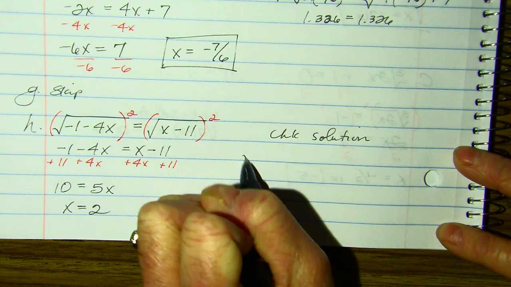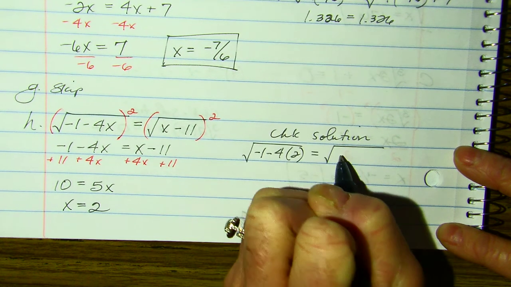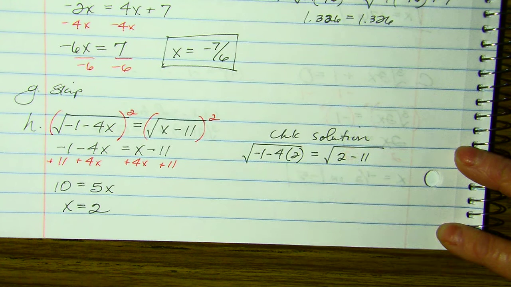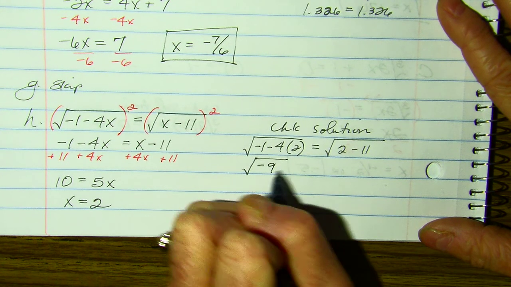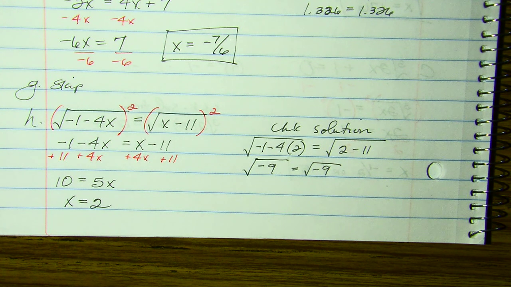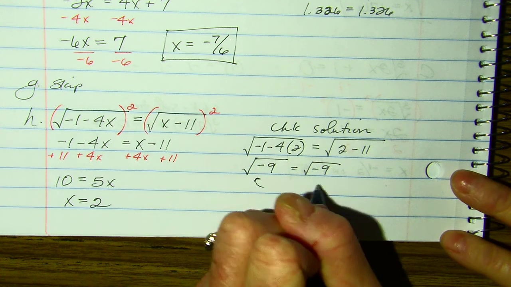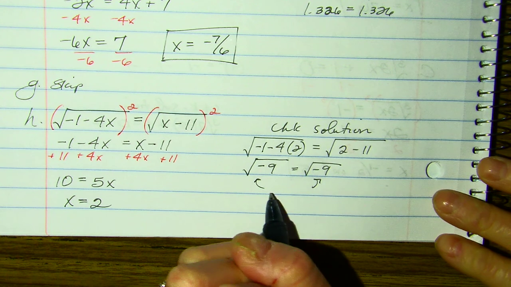And now you're thinking, oh, why? So negative 1 minus 4 times 2, is that equal to 2 minus 11? So a couple things. I end up with the square root over here of negative 9 and over here of negative 9. So it may look like it works, but I don't have a value here, so I'm not solving this. I can't write 3i equals 3i. This produces an irrational solution. And because I have the square root of a negative number, this solution doesn't work.